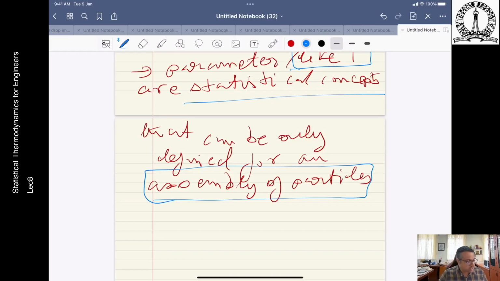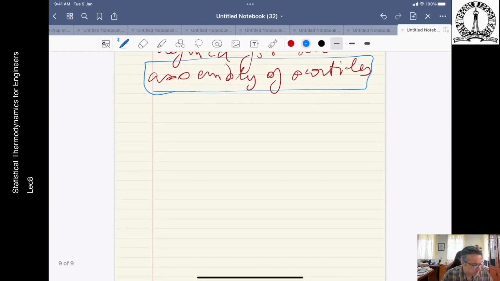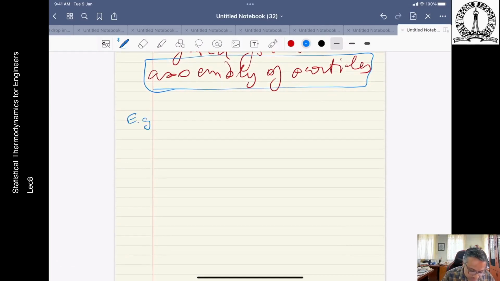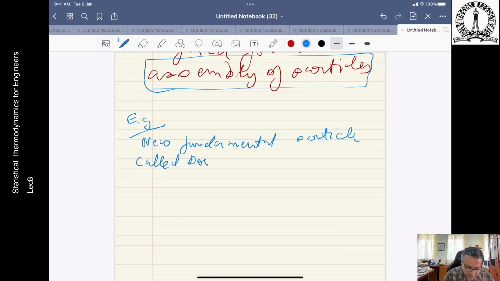Okay. So let us take an example problem so that you understand it the best. Example problem. So there is, say, a new fundamental particle called, say, boileron. Okay, so this particle may not be there in real life. This is just an example.